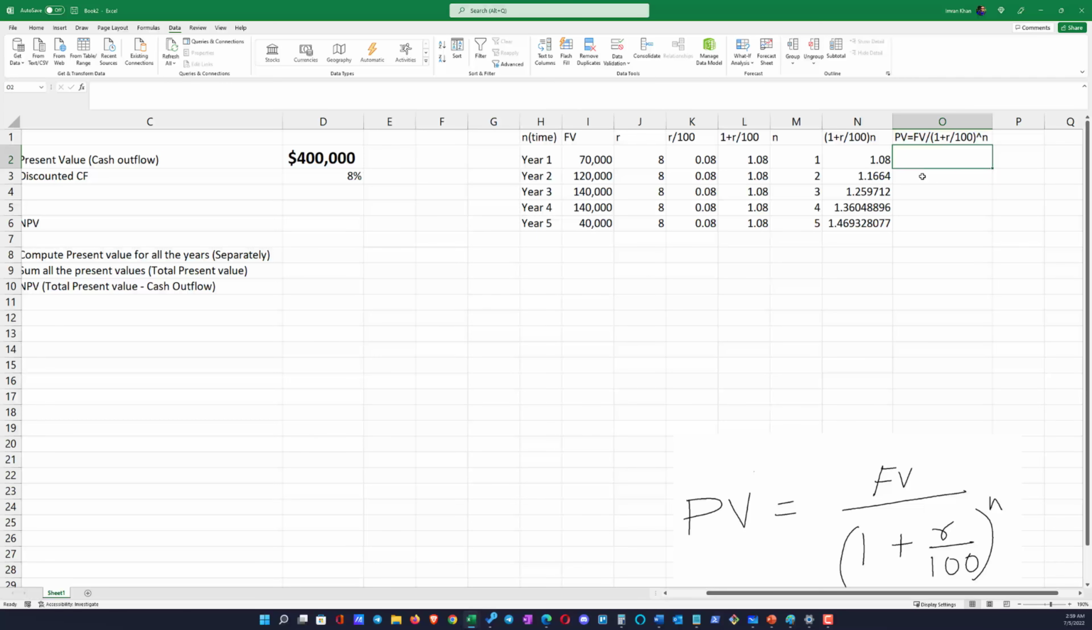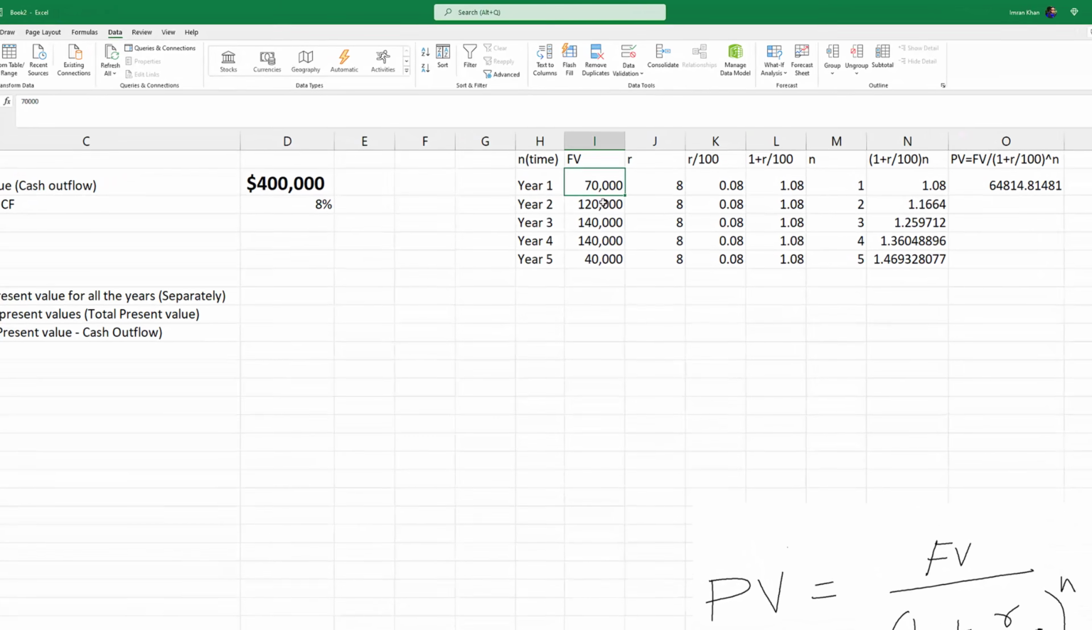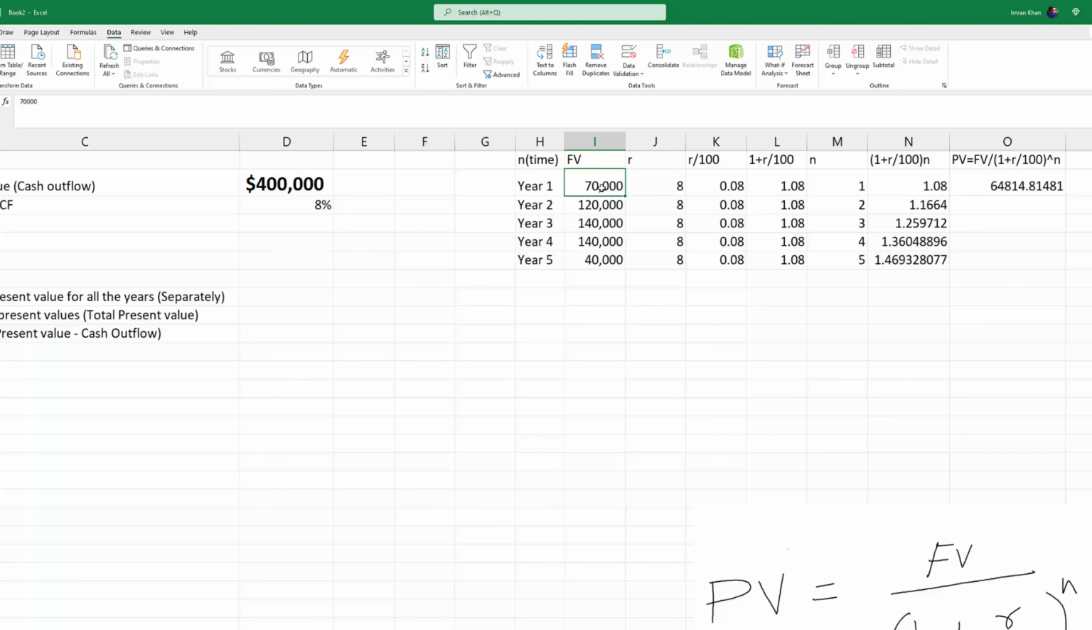So I'm going to use the equal to sign to select the future value, which is 70,000 for year 1, divided by, since we've already computed the denominator, I'm just selecting 1.08, and I'm going to hit enter, and it's going to give us the value. So in year 1, we are going to get $70,000, but what is the present value for $70,000? It is 64,814. So the number is less, because in the future it is $70,000, but at this point in time it is $64,000.